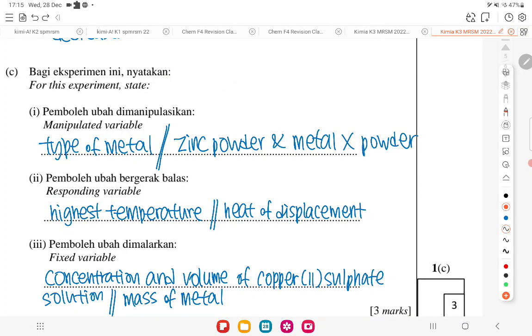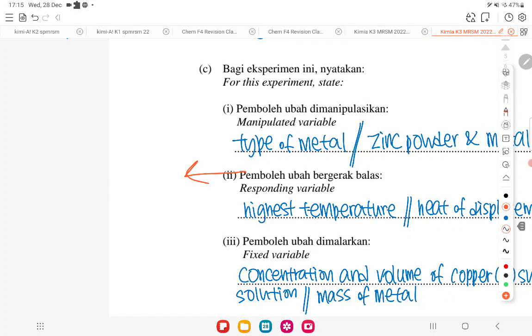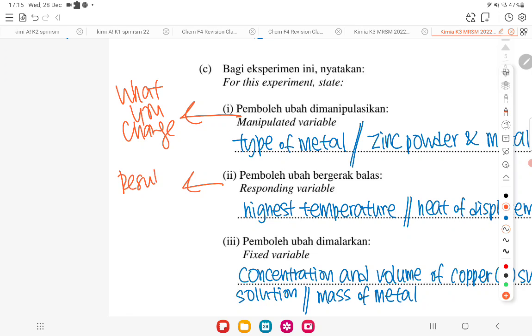So the next one is responding variable. So what is responding variable? Remember, manipulated variable is what you change, anything you change just now. So what is responding variable? The result, or we call the observation. Anything you observe, or what is the result that you are getting?